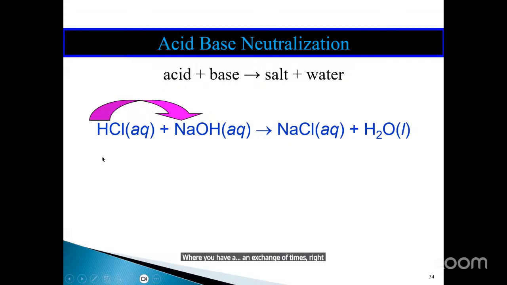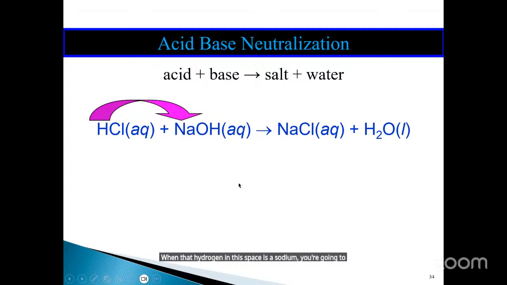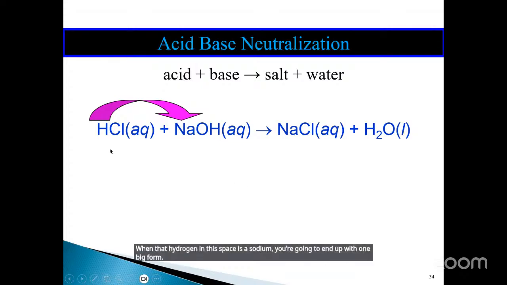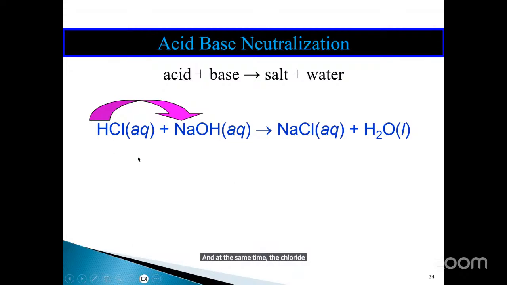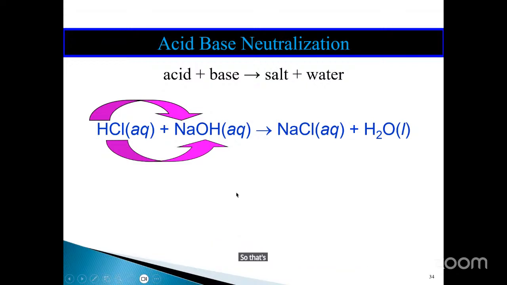So what will happen is that the hydrogen is going to displace the sodium, and when that hydrogen displaces the sodium, you're going to end up with water being formed, and at the same time, the chloride is going to displace the hydroxide, and you're going to end up with sodium chloride being formed as a result of that, all right? So that's an example of a double displacement reaction, and specifically, this is an acid-base neutralization reaction.